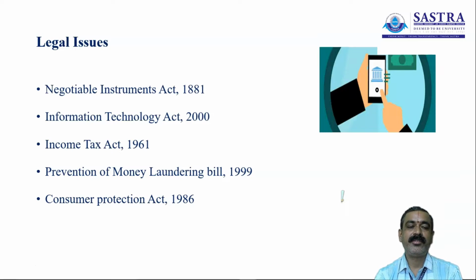Hence, we need to concentrate on resolving the issues of the Prevention of Money Laundering Bill: what it says and what is happening. Is there any gap that has to be found out, and that gap is to be removed? Then finally, the Consumer Protection Act 1986, which is the legal issue.